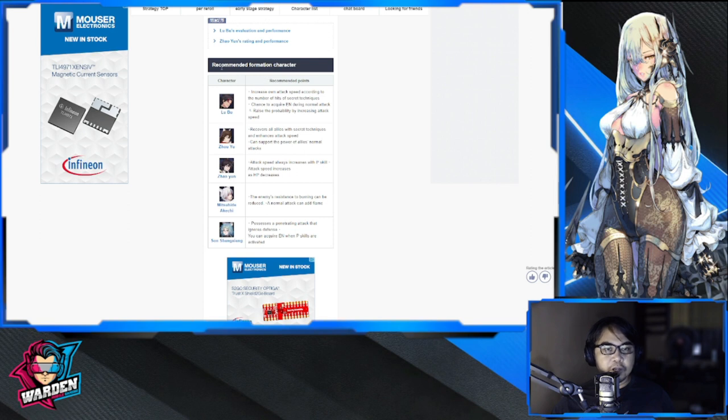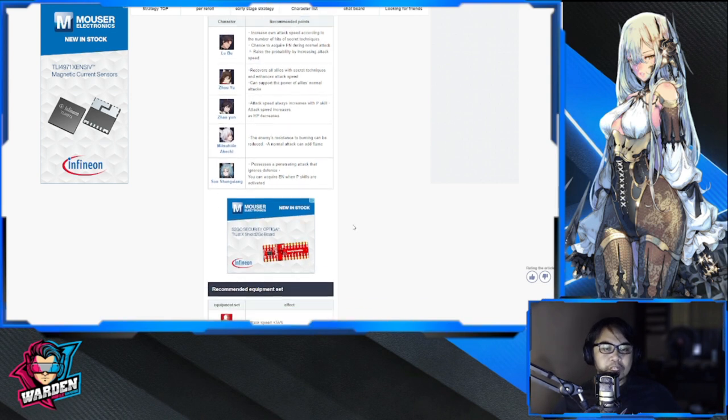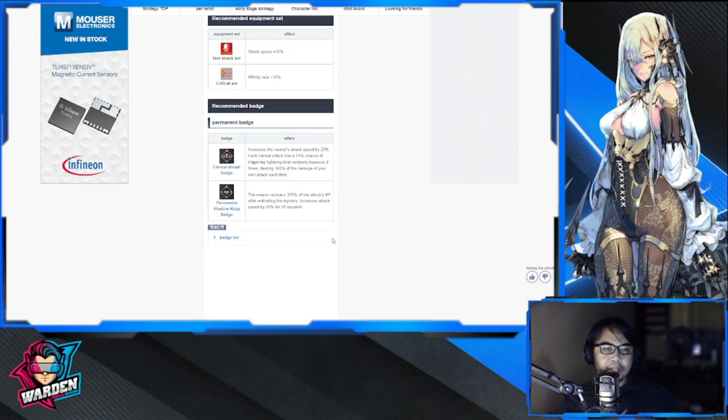So these are the recommended formations that she can synergize well with. Soon is also going to be out. She possesses a penetrating attack that ignores defense. You can acquire energy when passive skills are activated, so both of them can be played together. I assume that she is going to be good with Lubu as well, and the other two militarists that came out. I forgot their names. But again, she is going to be paired with a militarist when she comes out. As you can see here, a fast attack set is needed and a critical set.